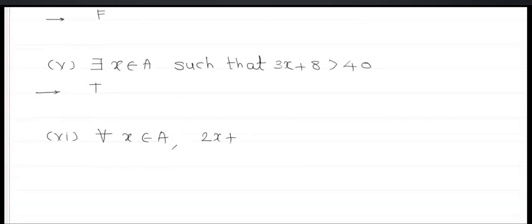Its truth value is T. Satisfied. These are the elements. Which are the elements? 11 and 12. 11 into 3, 33 plus 8, greater than 40. 12, greater than 40.